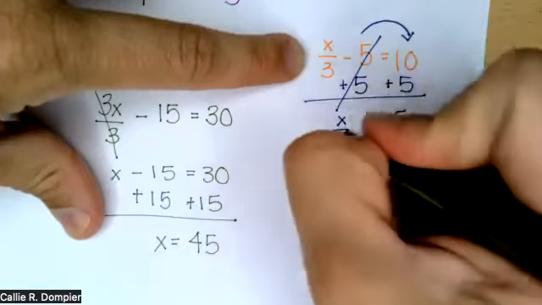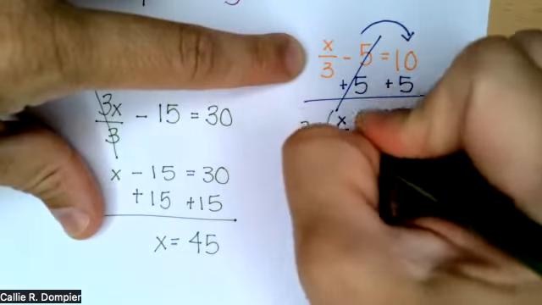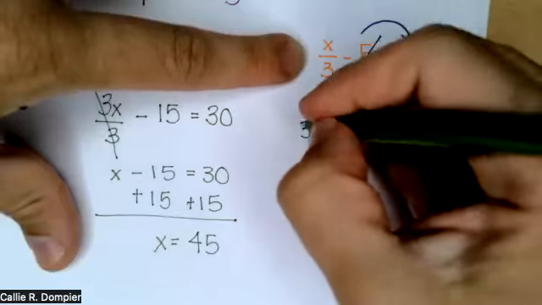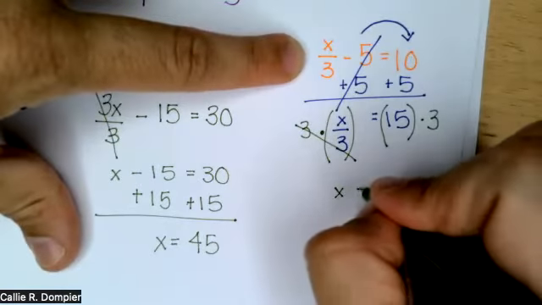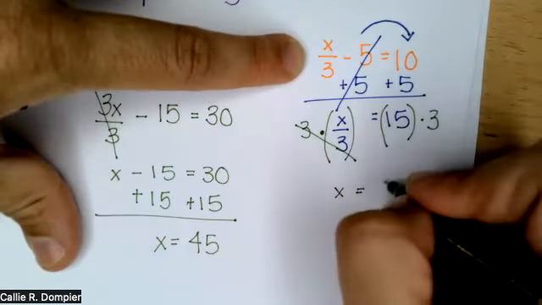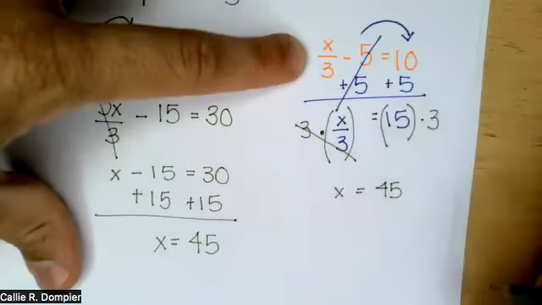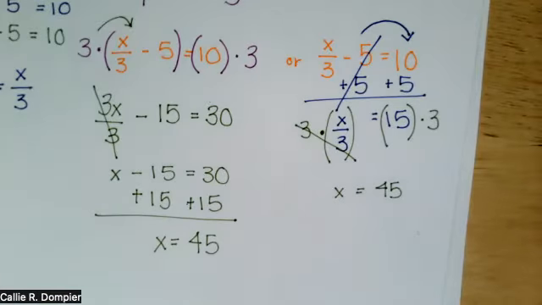Now it's being divided by 3, so I'm going to multiply it by 3. Those cancel. I get x is 15 times 3, which is probably 45, right? 15 plus 15 is 30, plus 15 is 45. Good? Any questions about that, about the fractions?